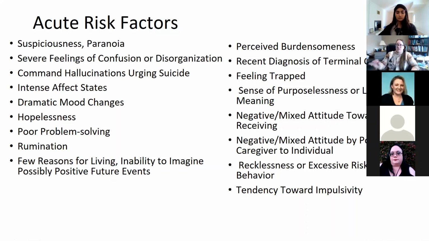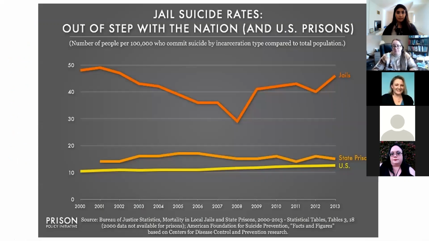Some other acute factors to keep in mind: suspiciousness, paranoia, dramatic mood changes, hopelessness. That kind of goes with that perceived burdensomeness in Joyner's model. Recent diagnosis of a terminal condition, feeling trapped, being impulsive, reckless, or excessive risk-taking behaviors. And then the one that comes to my mind often in my forensic work is short-term incarceration. So there is a huge risk factor for suicide when somebody enters jail.